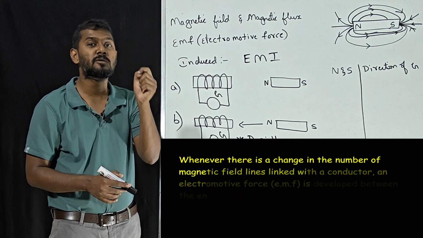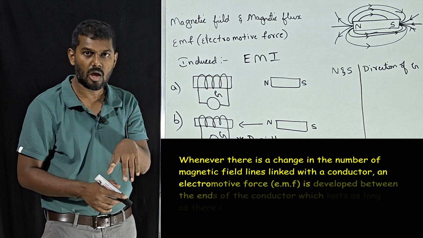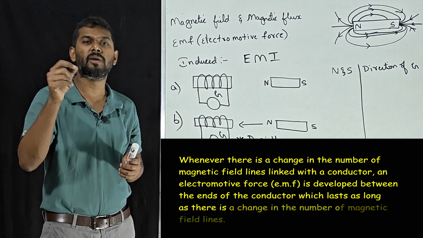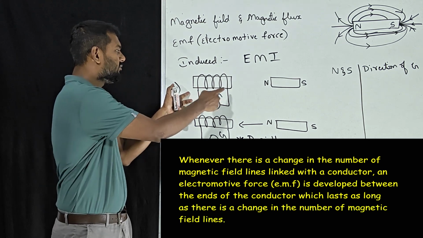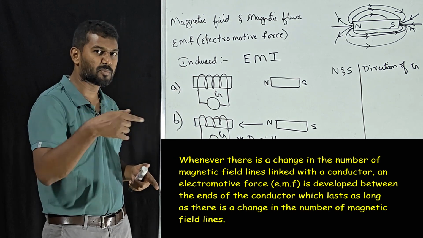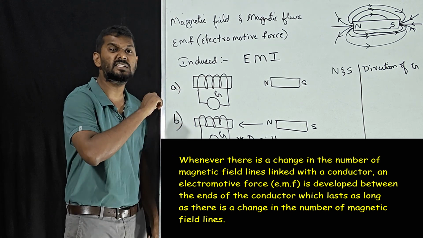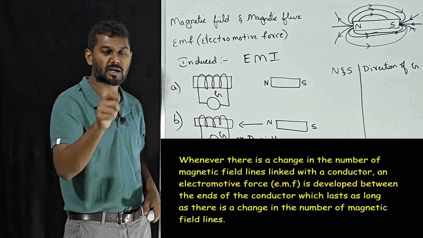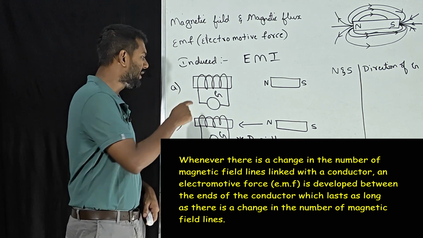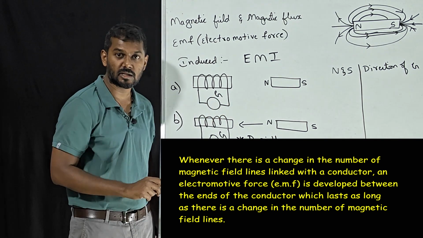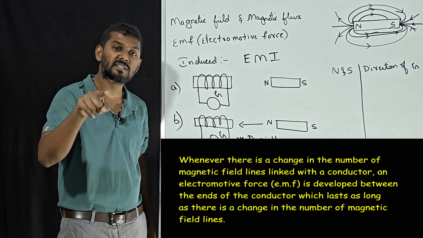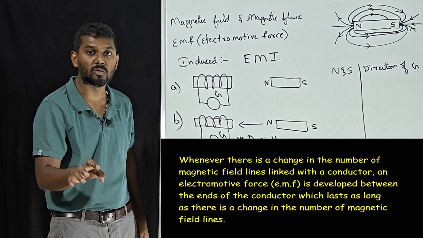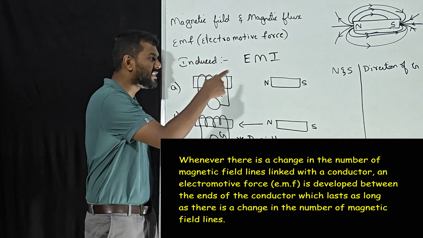Whenever there is a change in magnetic field lines, an EMF will be induced between the ends of the conductor. I'll repeat one more time. Whenever only there is a change in magnetic field lines, then EMF will be induced between the ends of the conductor, as long as there is a change in magnetic field lines.